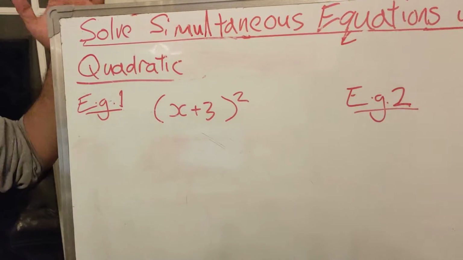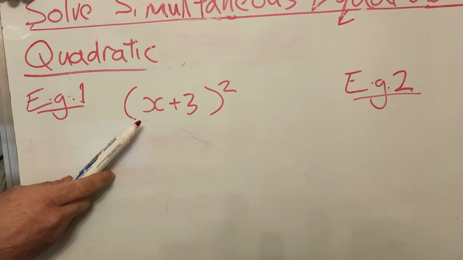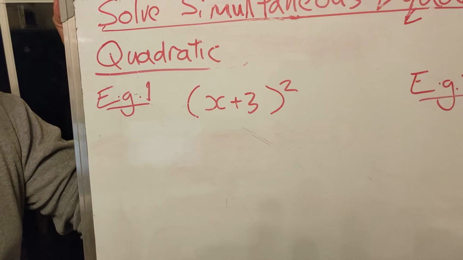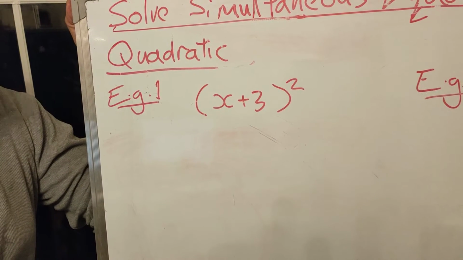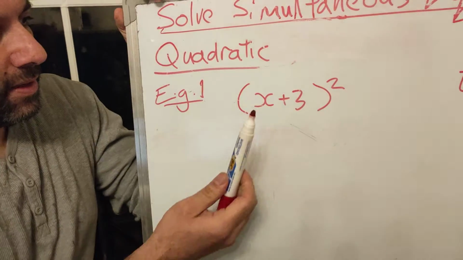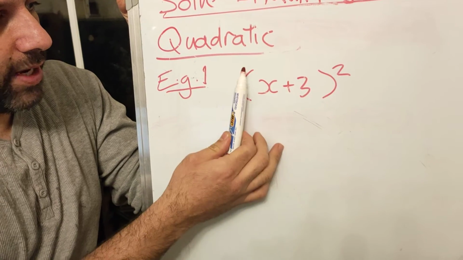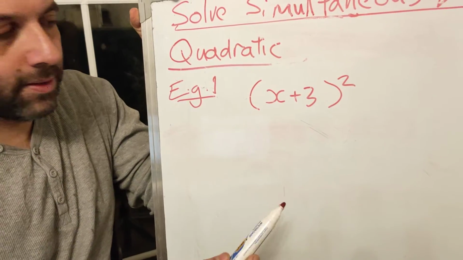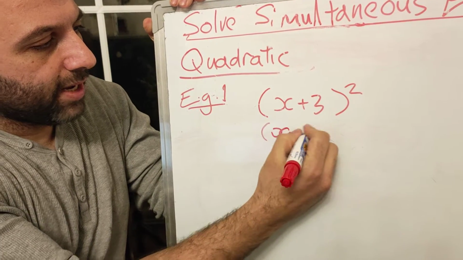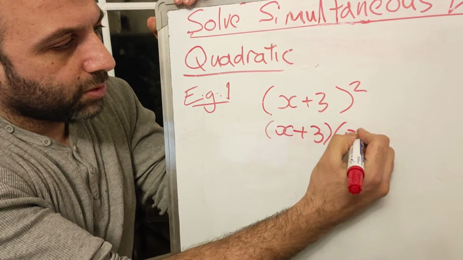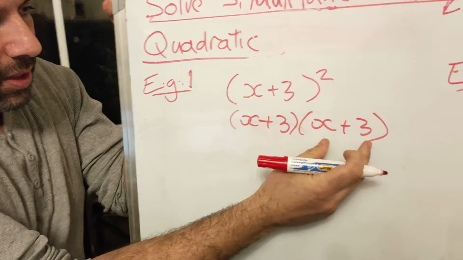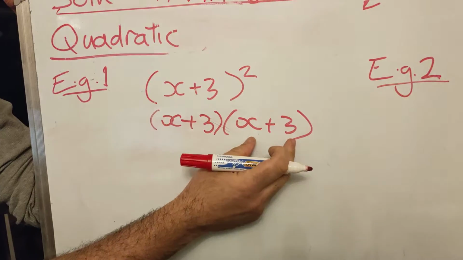So let's have a look at this first example. Pause the video, have a go, and unpause when you're ready. Okay, so this is x plus 3 all squared. So that means it's x plus 3 all multiplied by itself. So we're expanding these two brackets.